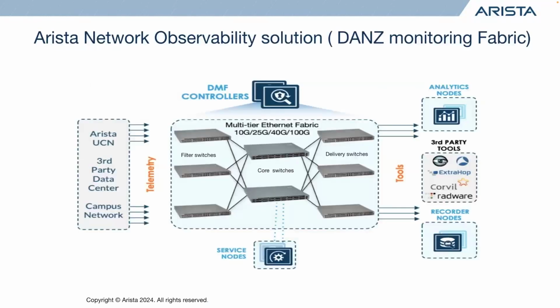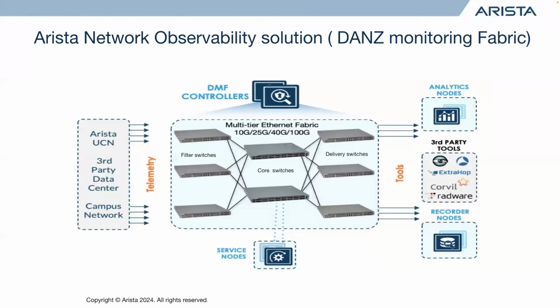DANZ Monitoring Fabric, or DMF in short, is a next generation packet broker network solution which has a scalable fabric controlled by DMF controllers. In its scalable fabric, it has DMF filter switches, core switches, and delivery switches. Apart from that, it also has some specialized nodes like analytics node, recorder node, and service node for various use cases. Let's say you wanted to perform a network performance analysis on your production traffic or any form of security threat hunting on your production flows.